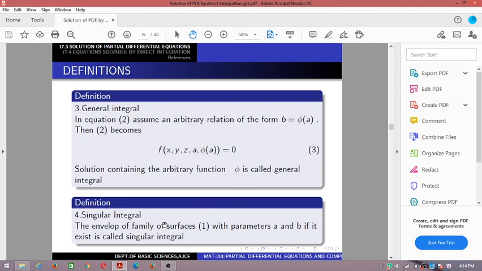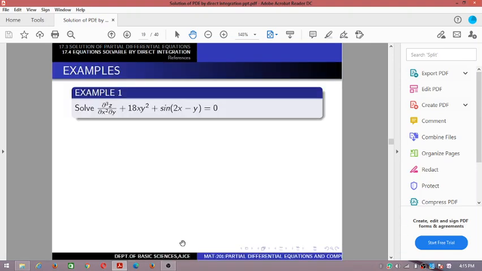Another type of solution exists which is called the singular integral. The envelope of the family of surfaces in equation 1 with parameters a and b, if it exists, is called the singular integral. Now let us discuss the solution with an example. Here we are solving by direct integration. Not every partial differential equation can be solved using direct integration. We are discussing some examples which can be solved by using direct integration.